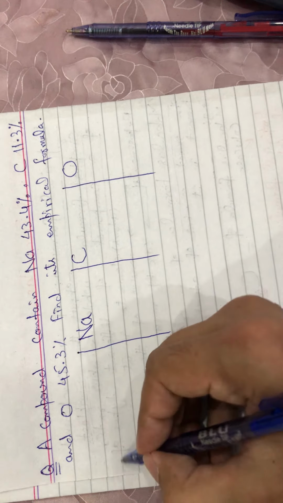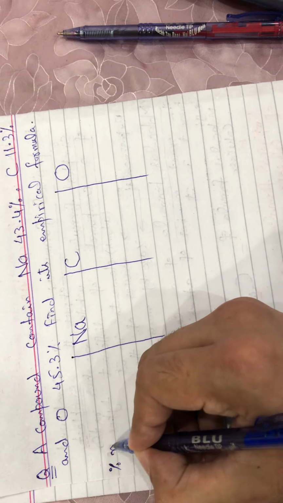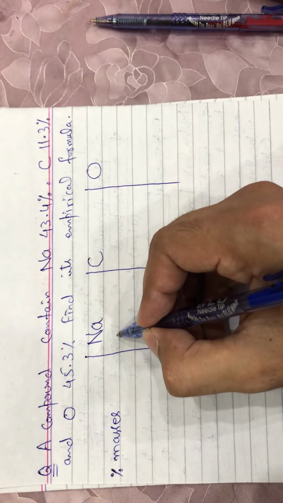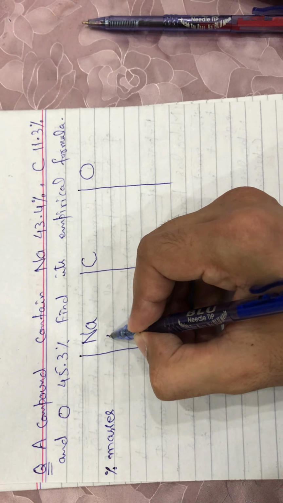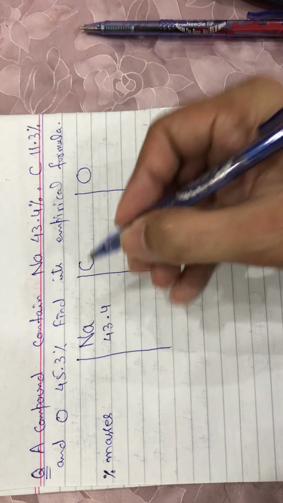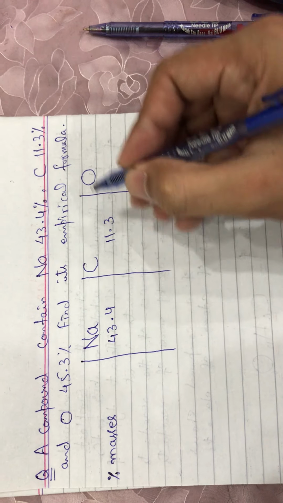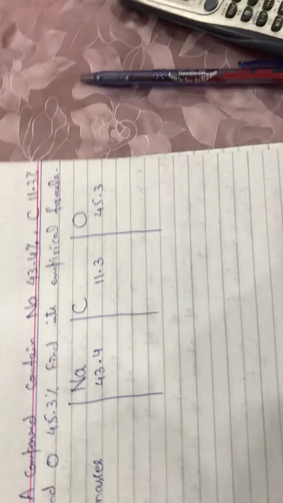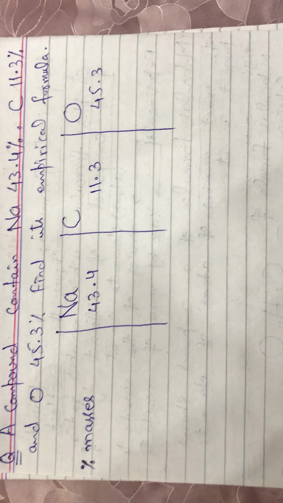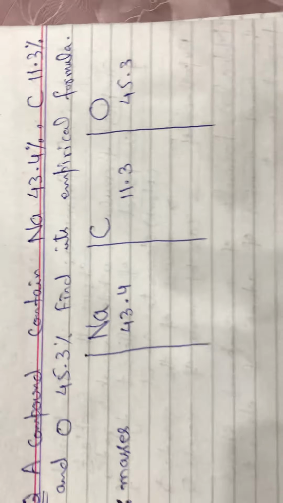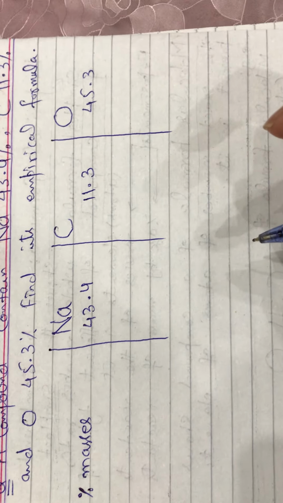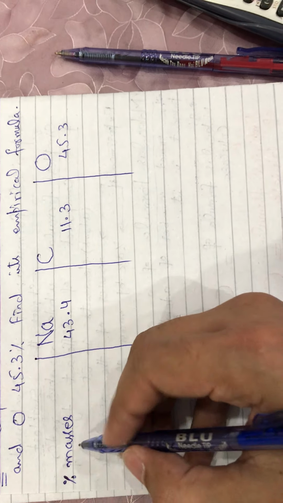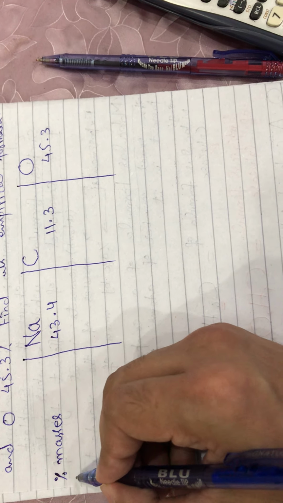For the first step, we have been given the percentage masses. The percentage masses are: sodium 43.4, carbon 11.3, oxygen 45.3. Now we are going to divide like the previous one. We will divide by relative atomic mass in order to calculate their number of moles.